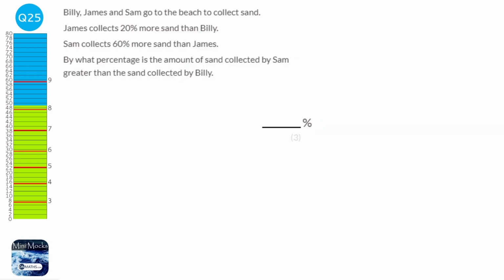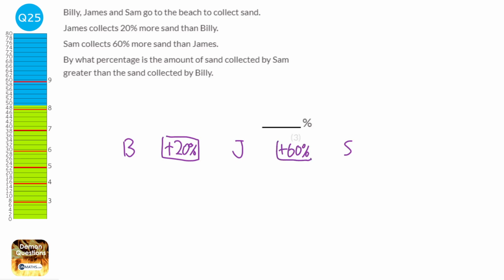So we've got Billy and James and Sam, and James collects 20% more sand than Billy. So we've got James and he's plus 20%. And Sam collects 60% more sand than James, 60%. And you'd think you just add the two. Obviously, it's not going to be that easy for 3 marks. So the answer is not 80. What we've got to do is find the multipliers for each of these.